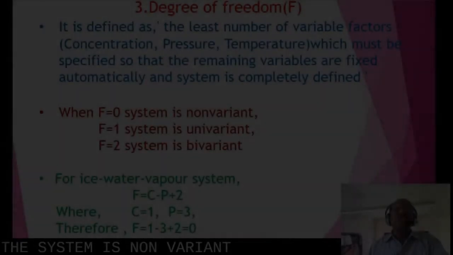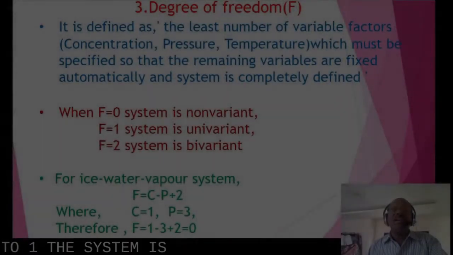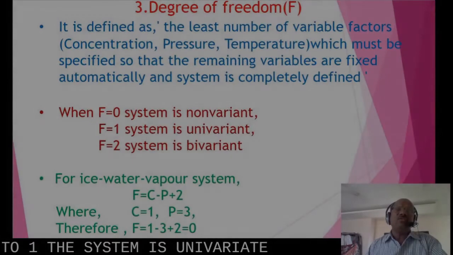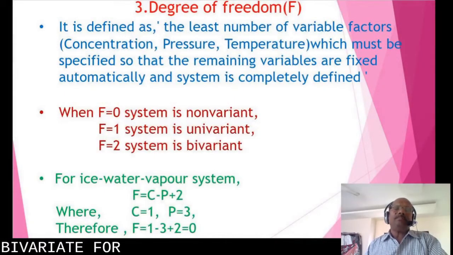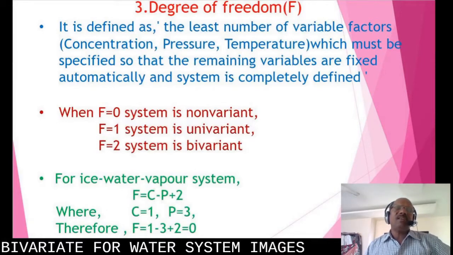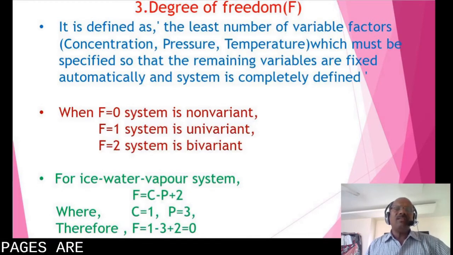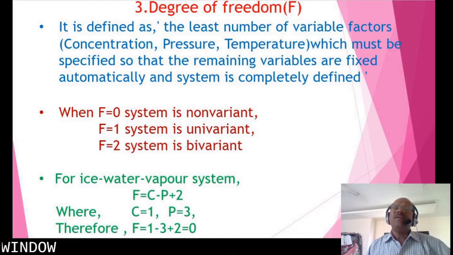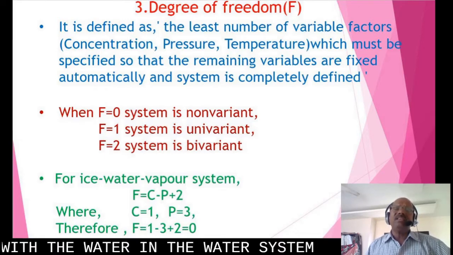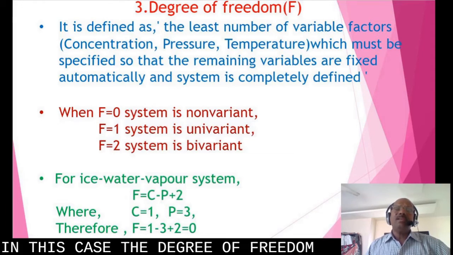When F is equal to 0, the system is non-variant. When F is equal to 1, the system is univariant. When F is equal to 2, the system is bivariant. For the water system, the three phases are ice, water, and water vapor. These three phases are in equilibrium in the water system. In this case, the degree of freedom is zero.